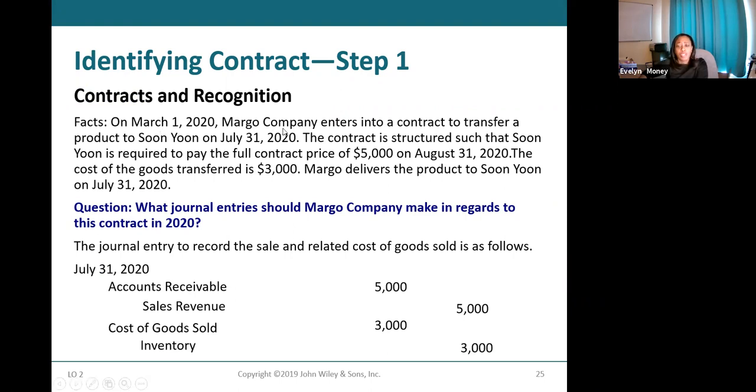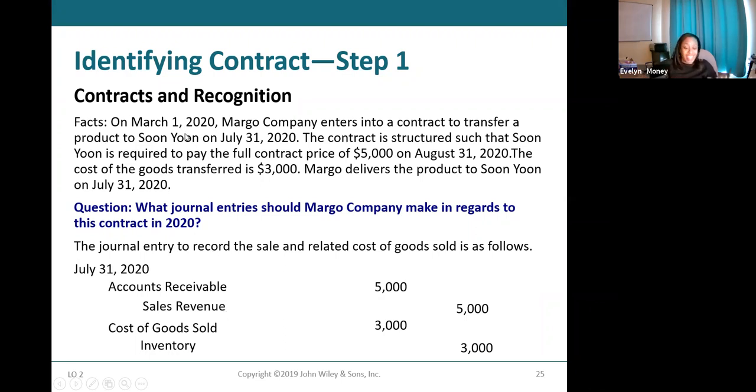So for this one, on March 1st, we entered into the contract. But there's nothing to record as of March 1st because no one's received any money and the performance obligation has not been satisfied. So they entered into a contract to transfer the product on July 31st. And it's structured that the customer will pay the $5,000 a month after we provide the product or deliver the product. Once the goods are delivered, the performance obligation has now been satisfied.